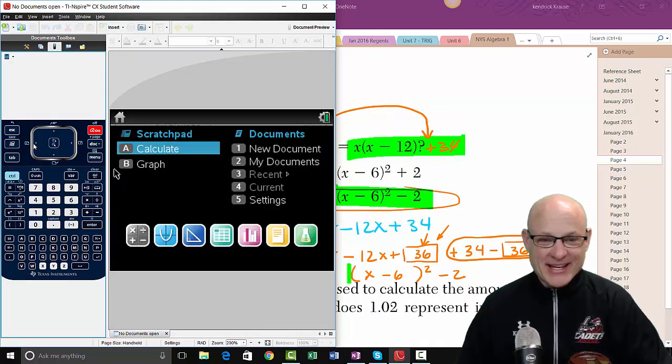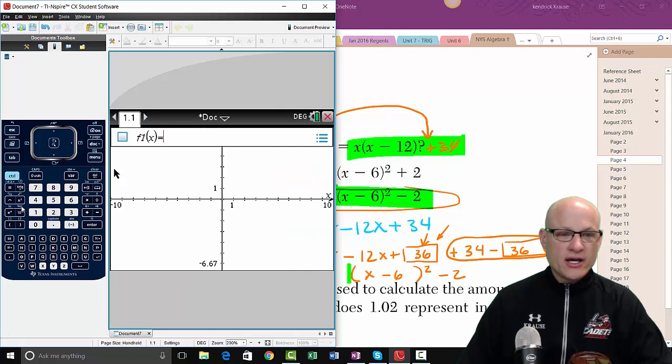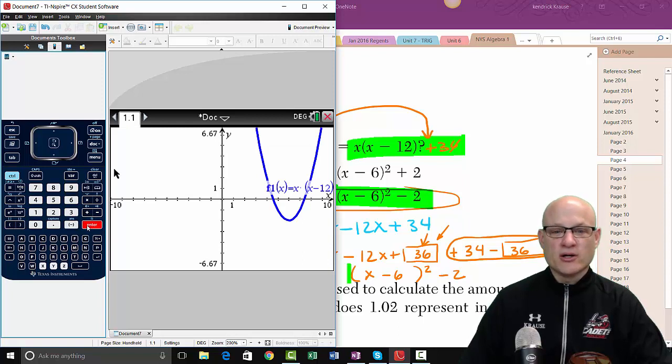It's as easy as that, kids. Of course, the calculator's got to work right. Sometimes it doesn't like input from here. So let's try this again. So let's do this. X. And sometimes you got to hit the times button. For some reason, you got to hit the times button. Times x minus 12 parentheses plus 34. Please work this time. There we go.